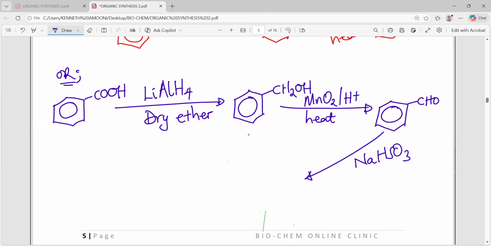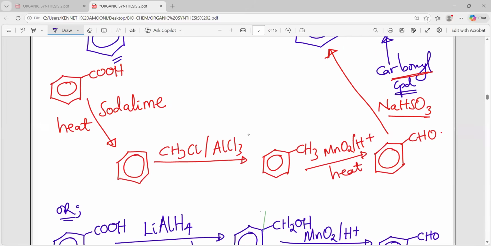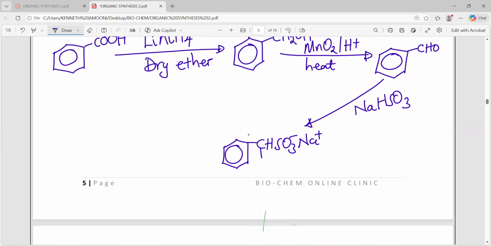This reaction, we looked at it under the reactions of carbonyl compounds, nucleophilic addition reactions of carbonyl compounds. So here you'll have CH(SO3-Na+) and then OH down, and we would have formed that compound.